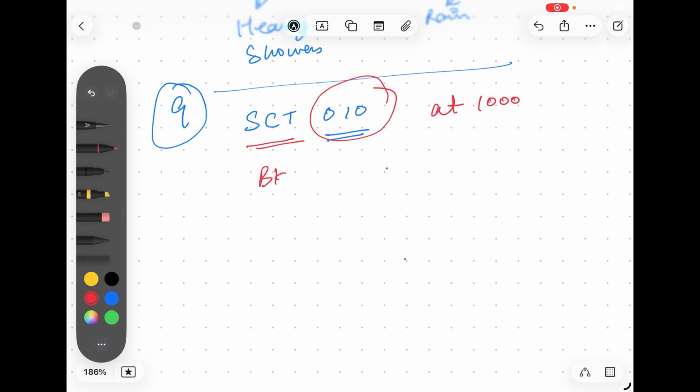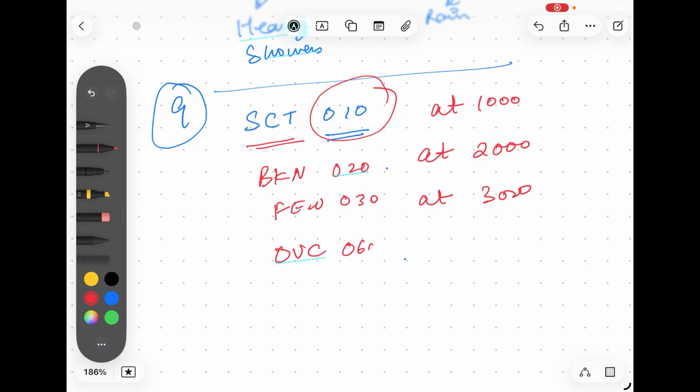Then we had broken at 020. So that means at 2000 feet the clouds are broken. Then at 3000 feet we had few clouds at 030, and overcast. Overcast 060 CB. What does this mean? That at 6000 feet.